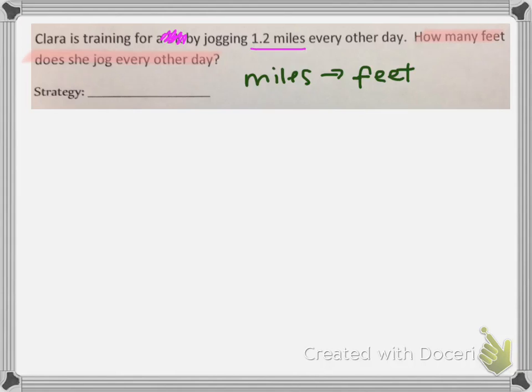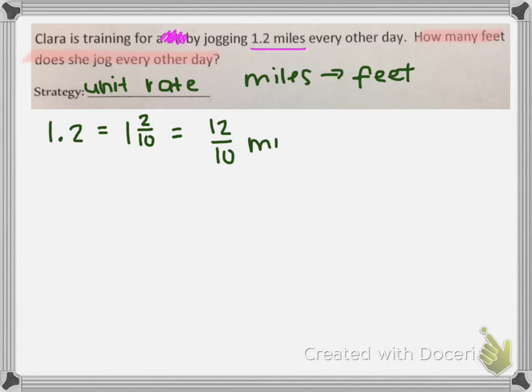Well, the number I was given is a decimal, so we need to pick our strategy. And because it's a decimal, the easiest thing to do would be to use a unit rate. Now, 1.2 as a decimal can be written as 1 2/10 as a mixed number. And I want to convert this into an improper fraction so that I can use a unit rate to solve. Well, as an improper fraction, this is 12/10. So this is 12/10 of a mile.